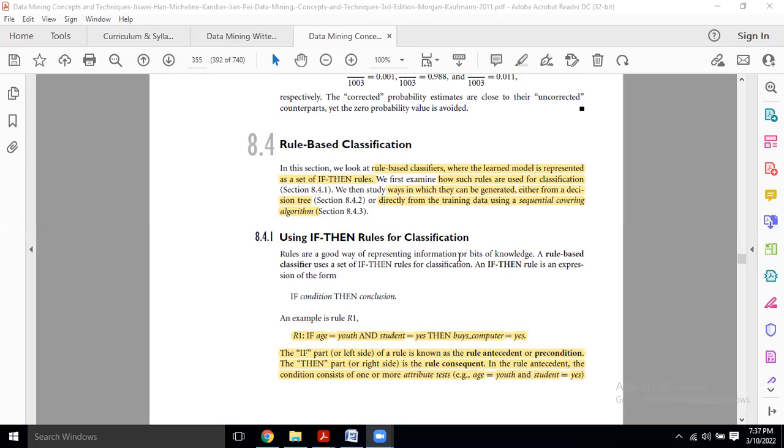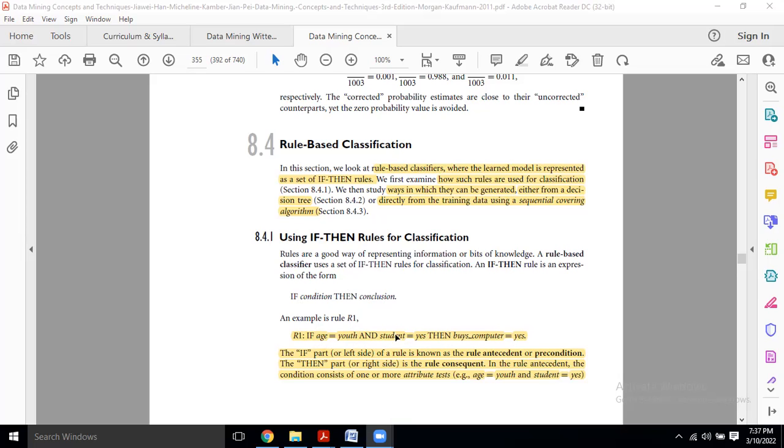So first of all, how do we write rules for classification purposes? These rules are written with the help of if-then rules. In if-then, we first write the condition after if, and then after then we write the conclusion. The condition part consists of the attributes and their values, and the conclusion part consists of the output class and its value. Here is an example of a rule, R1. If age is equal to youth, so age is an attribute, youth is the value, student is an attribute, yes is its value, buys computer is the output class, and yes is its value.